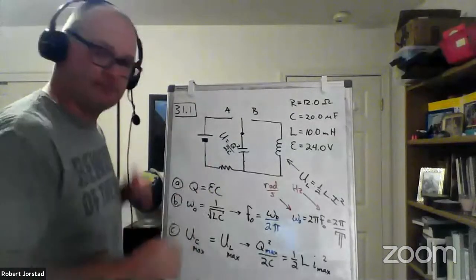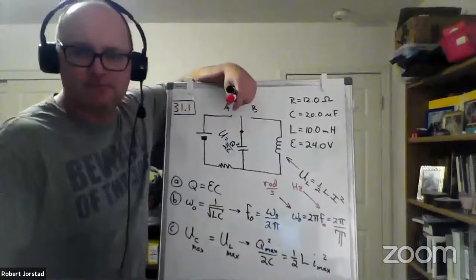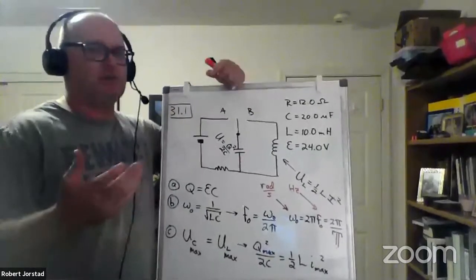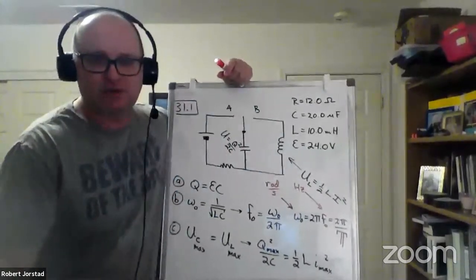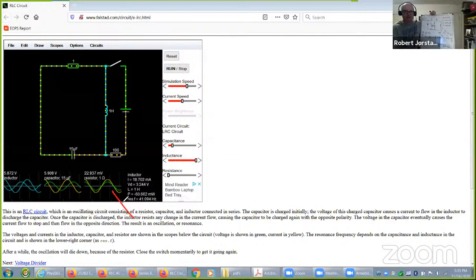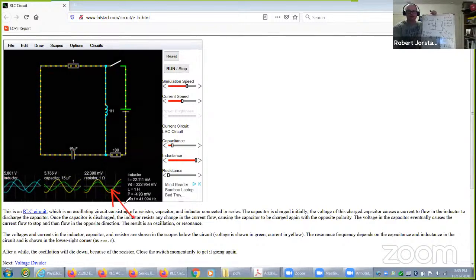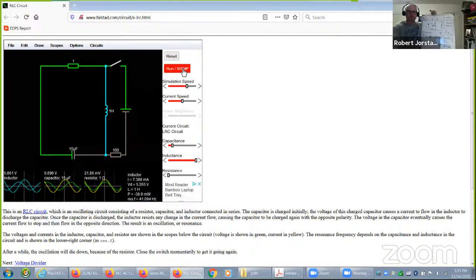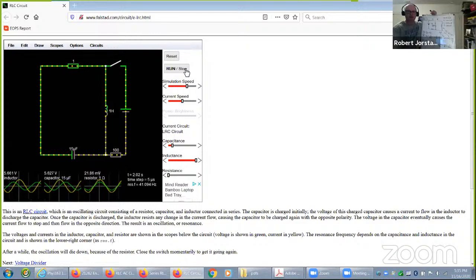All right, so next, I don't know if you noticed, but those voltages, if I could show that again, when you have an oscillator, these look like sine waves, right? Or you could call them cosine waves, depending on when you start and stop this. Right now, this looks like a cosine wave.